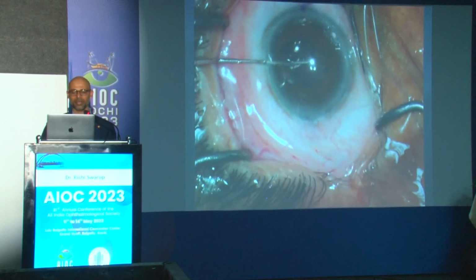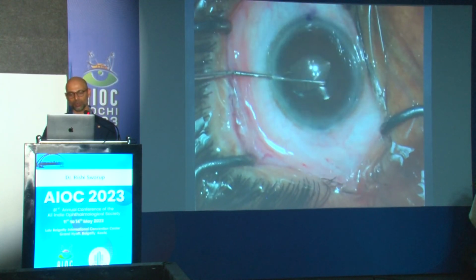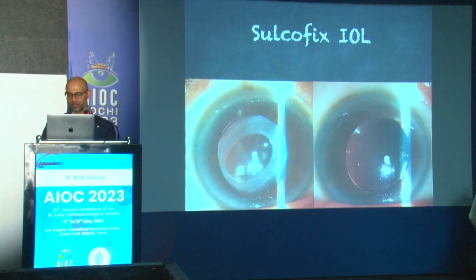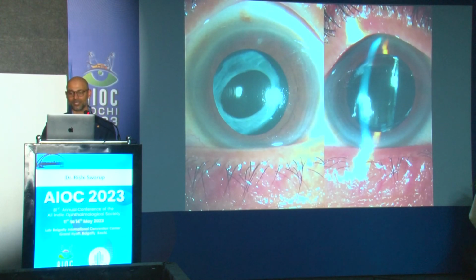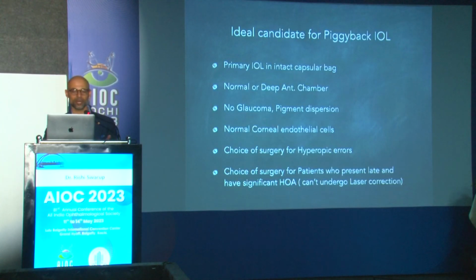There's another lens from Rayner called the Sulcoflex, which also works very well. You could use either of them. This works quite good. So this is the patient after surgery. You can see the 2 lenses there on the slit picture, and the patient did quite well.